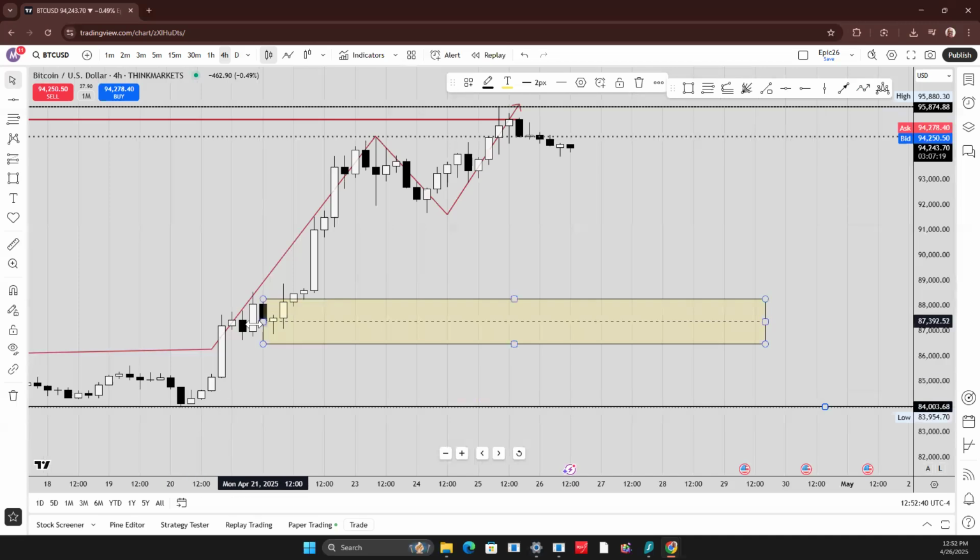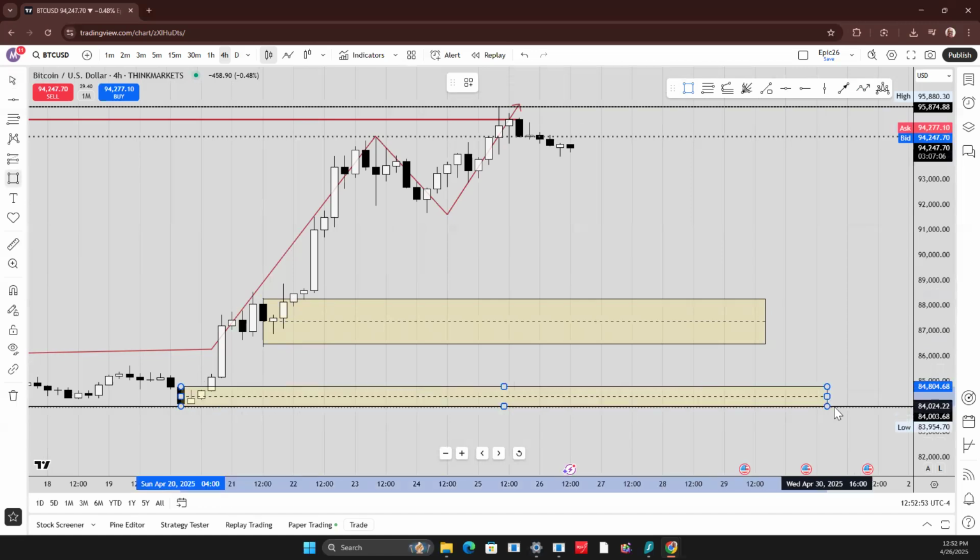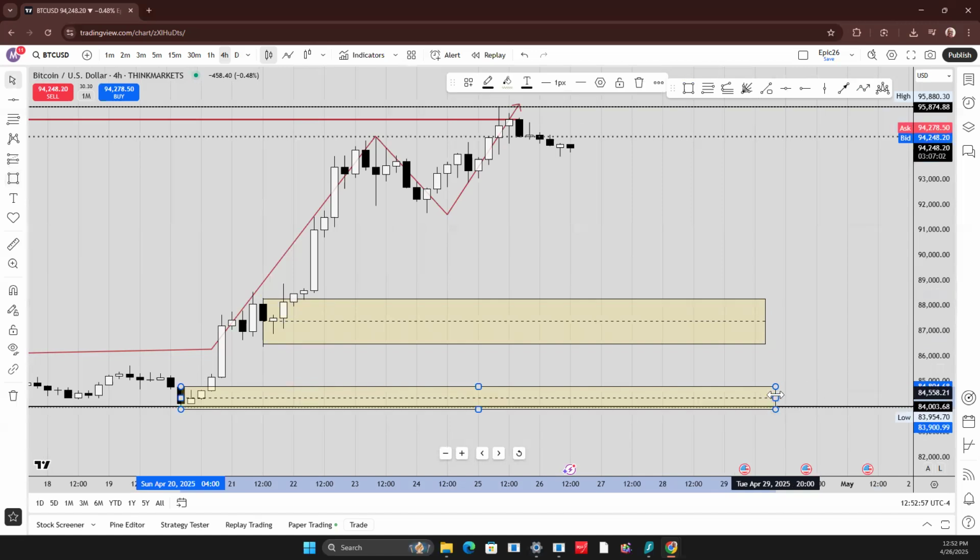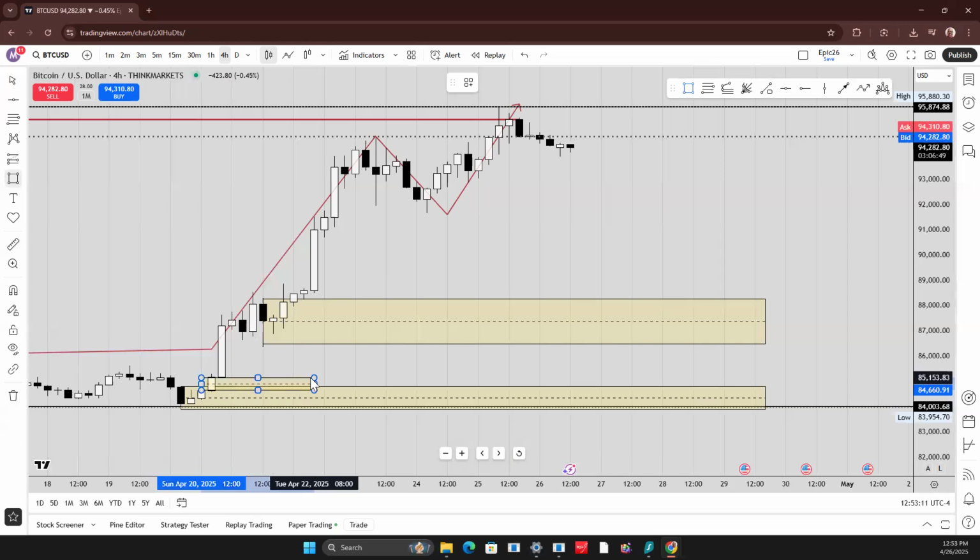Okay, we have actually a few order blocks here, right? We have this movement here and this movement here. So there's two order blocks. So we're going to mark this up. And then within these order blocks, try to find your gaps.